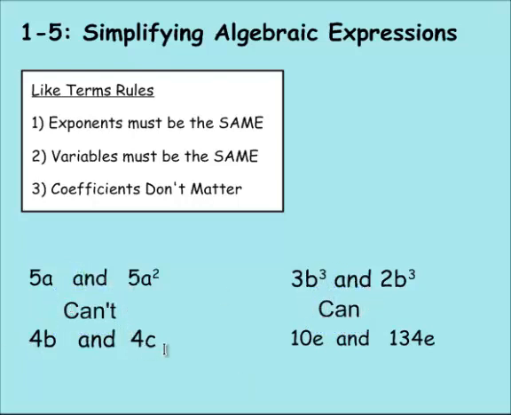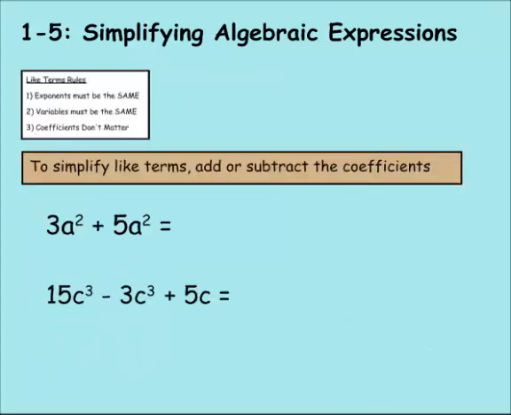We have 4b and 4c. Rule number 1 is okay. The exponents are the same. Rule number 2, variables must be the same. This is a b, this is a c. That's not okay. So this is a can't. We have 10 times e and then 134 times e. No exponent here, so that means they're the same. E in both cases, that's a good sign. Remember, coefficients don't matter, so we're all set there. So this is can. Let's move on and try some of these problems then.